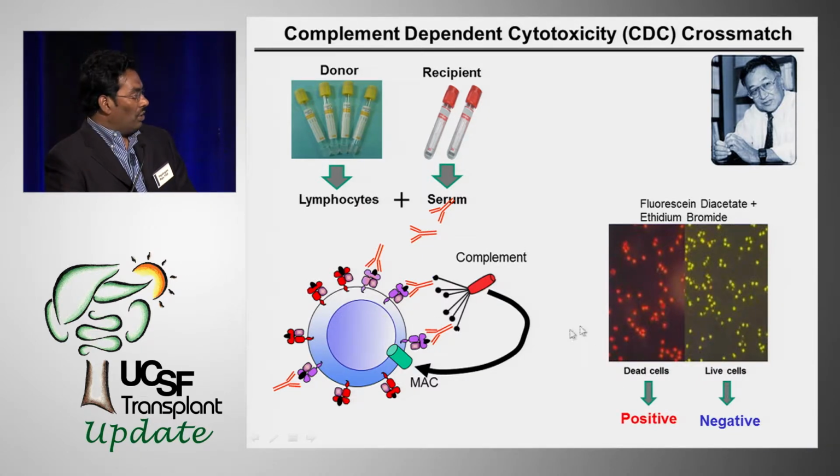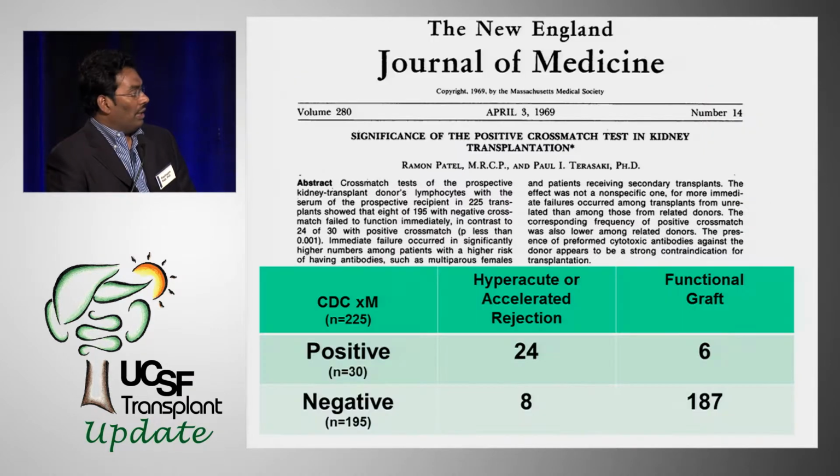So the dead cells mean you have antibody in the serum against particular HLA molecules, so you don't want to transplant here. And the live cells mean there are no antibodies, so one can do the transplantation. This is a very simple method that he developed in the 1960s.